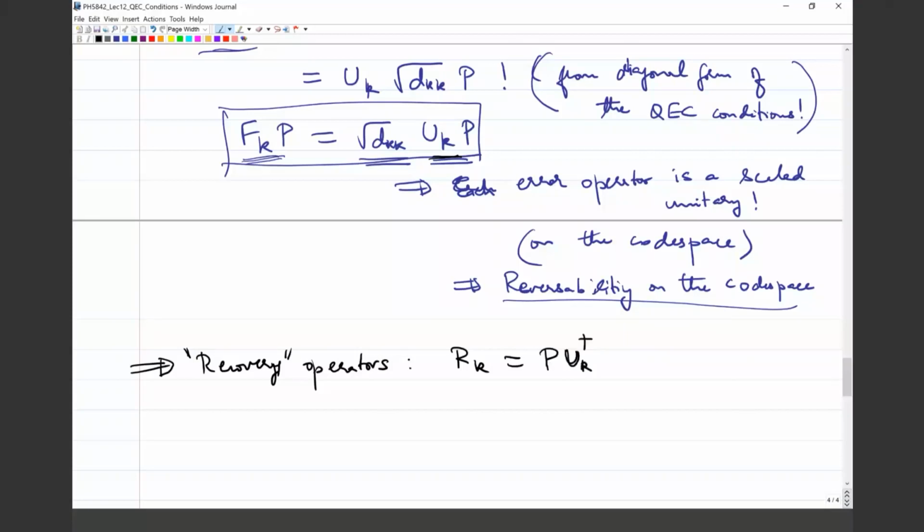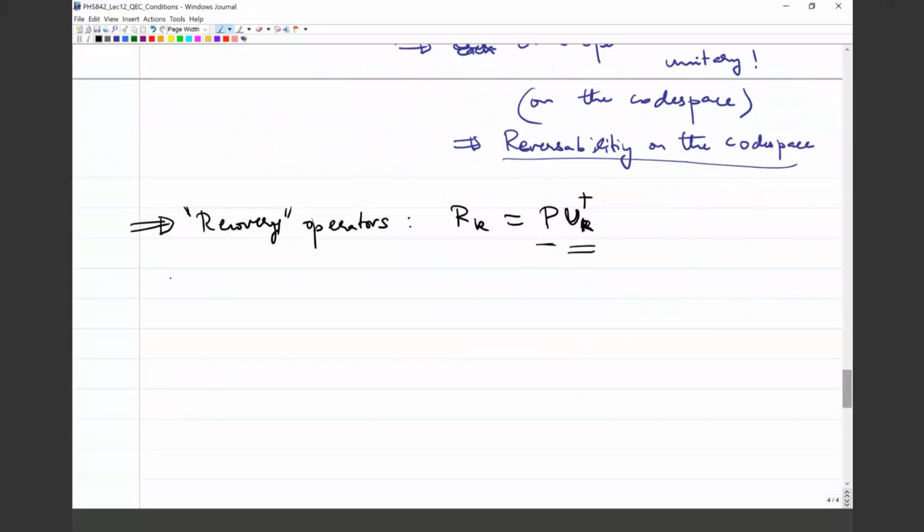If you remember, what acts on the states first is this U_k dagger. This reverses the unitary, and the P simply projects back to the code space. So why is the recovery operator of this form? Let's again break this down. If you recall, you need error detection and then correction. So the error detection needs orthogonal projectors, right? So what are these orthogonal projectors?